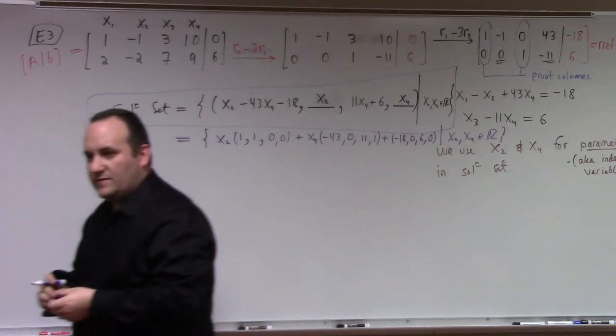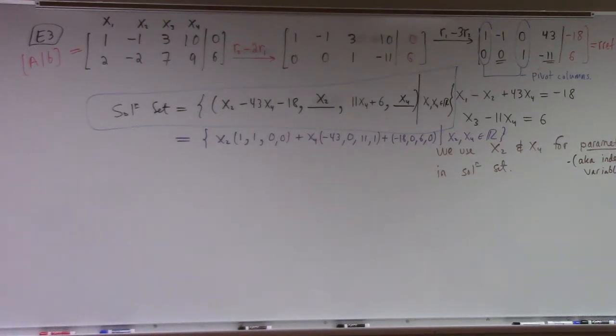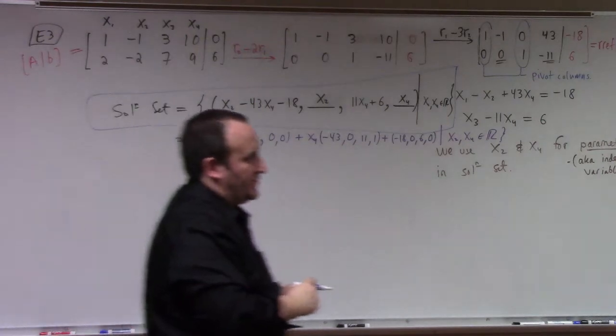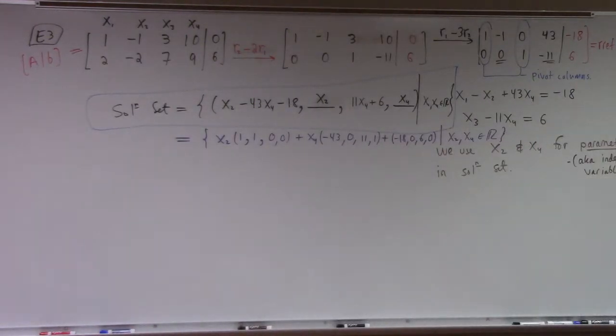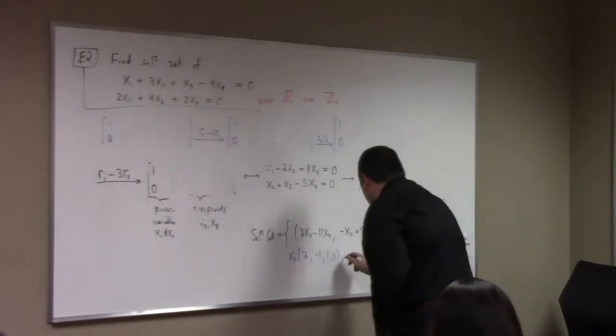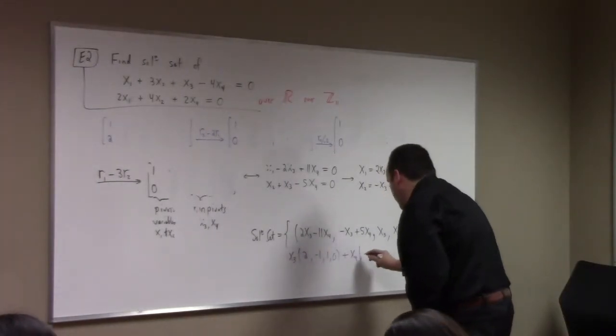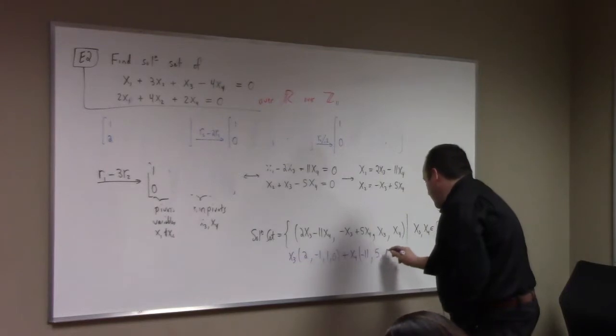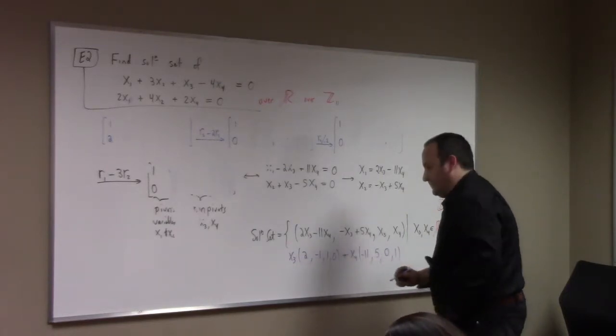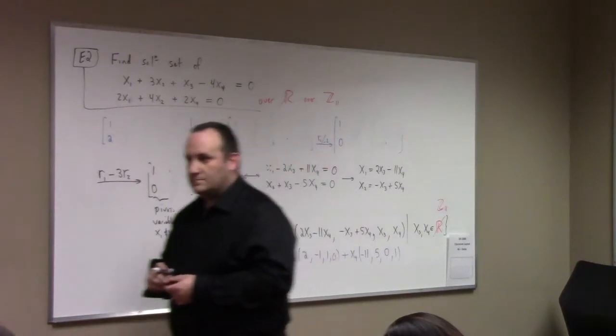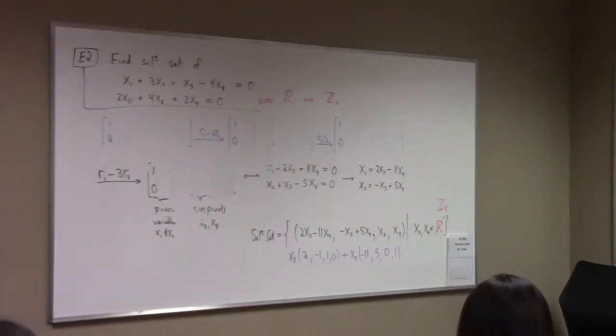It's sometimes good to look at the solution set in this kind of way. We'll come back to this later. You could do a similar thing over here, right? This we could rewrite as x3 times (2, -1, 1, 0), plus x4 times (-11, 5, 0, 1). This calculation will be important to us later, but I'd rather not explain what I'm doing right now. I just want to point out you could do that.